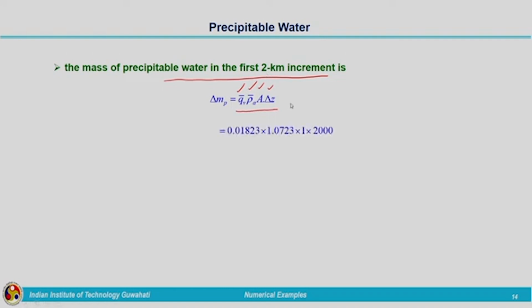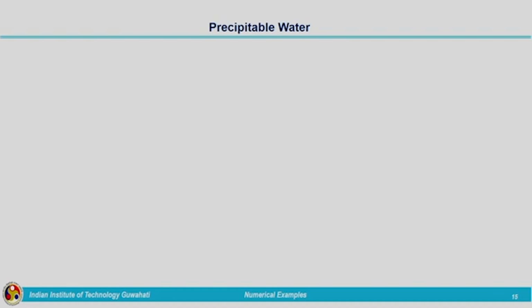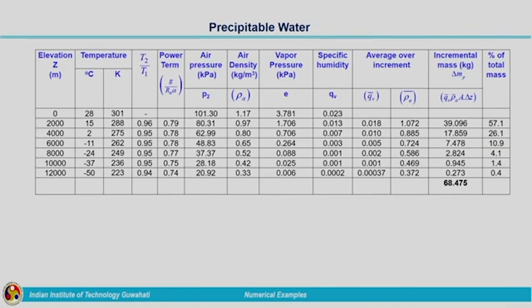We can substitute the corresponding values over here, and the value corresponding to total mass of precipitable water is 39.096 kilogram. The mass of precipitable water in the first 2 kilometer increment is 39.096 kilogram. The same step has to be repeated for all the increments, all the 2 kilometer reaches until we reach 12 kilometer, entire 12 kilometer atmospheric column. That I am not showing here, that has been calculated in an Excel spreadsheet.